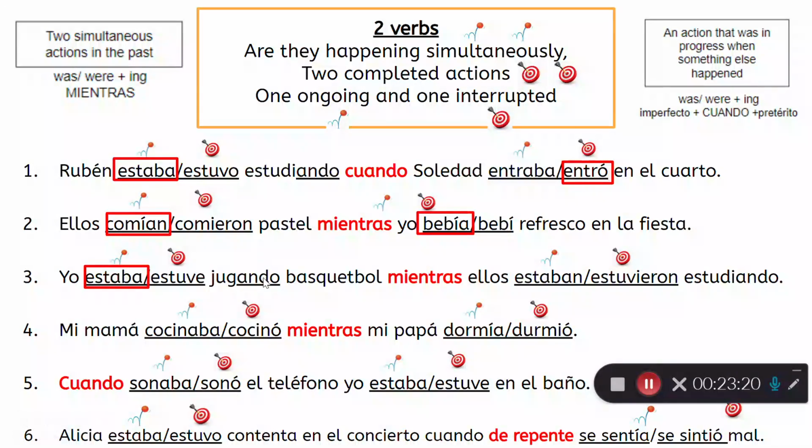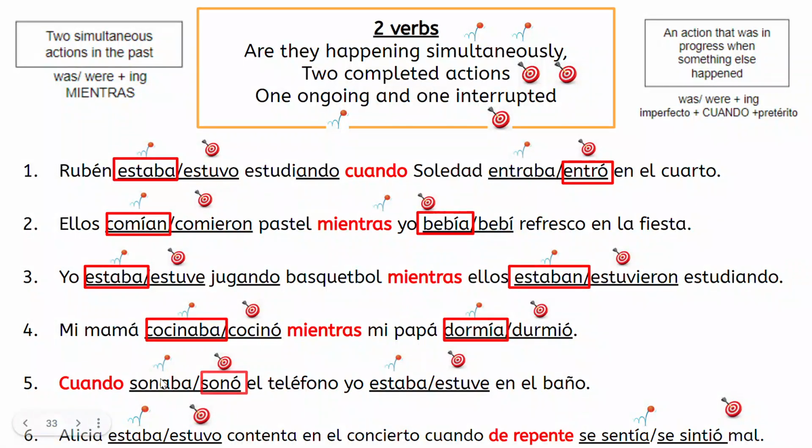Yo estaba jugando. I was playing. That's also bouncing along. Basketball. While they were studying. Estaban estudiando. Two simultaneous actions happening in the past. Mi mamá cocinaba. My mom was cooking while my dad dormía. While my dad was sleeping. Two actions happening in the past. Cuando sonó el teléfono. When the phone rang, I was in the bathroom. Yo estaba in the bathroom.